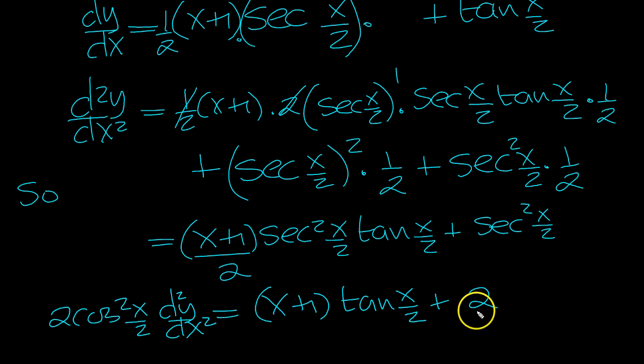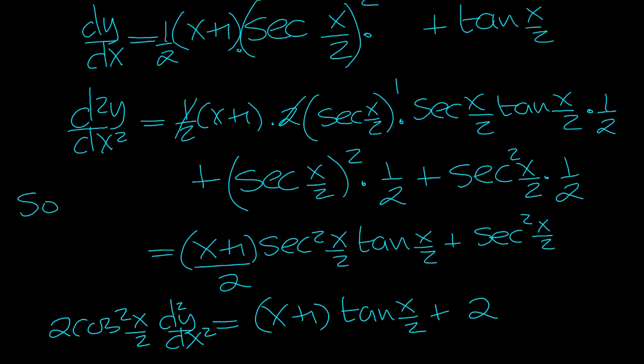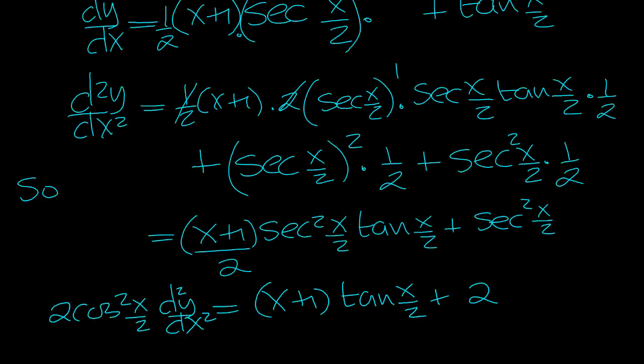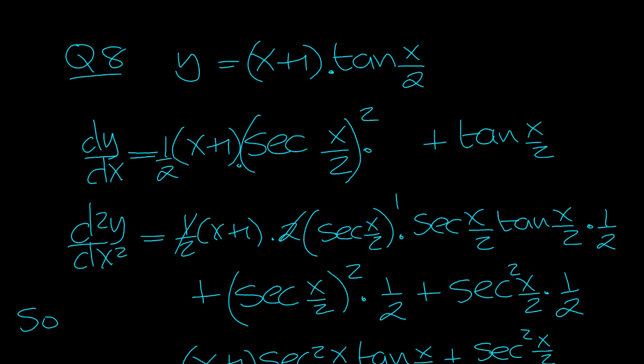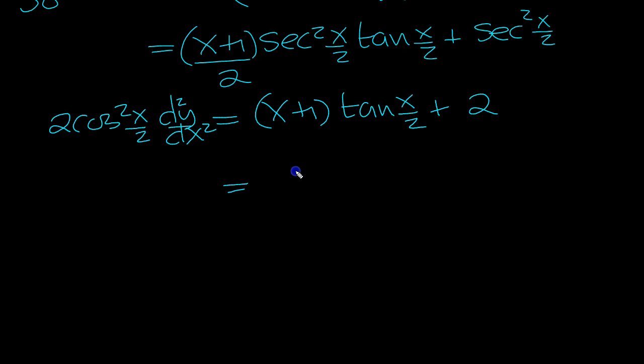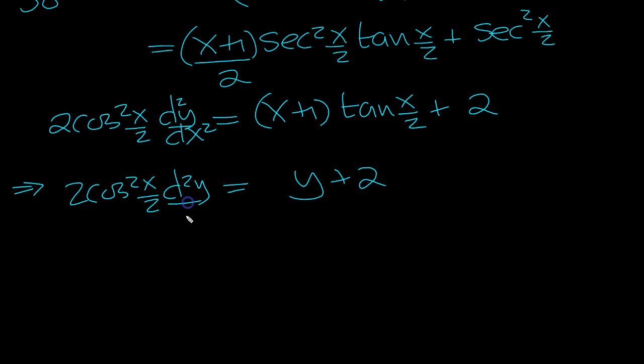Now, what do we need to show? Y plus 2. So hopefully, x plus 1 tan x over 2 is that. Yeah, there it is there. That's y. So that's equal to y plus 2. Yeah, that's it. That's what we wanted to show. 2 cos squared times d2y by dx squared is equal to that. Okay, that's good.